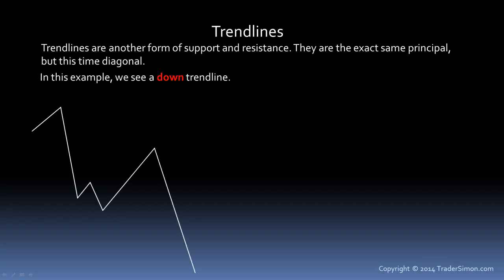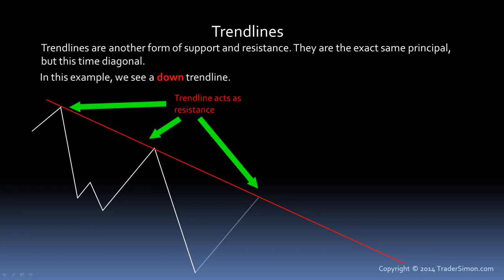So there's two swing points. We can then draw resistance across those two swing points. Price finally breaks through resistance and retests the top side of the trend line as support.